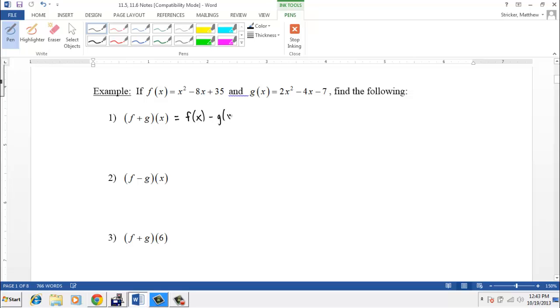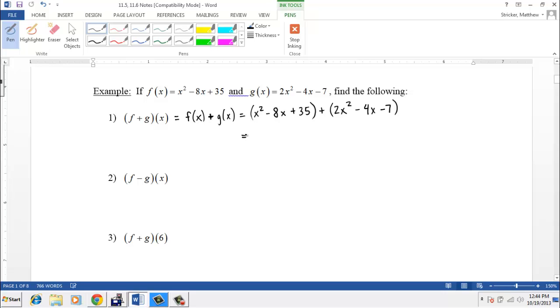So remember from up above, if we see f plus g of x, this means f of x plus g of x, which in this case is going to be x squared minus 8x plus 35, and we are adding that to g of x, which is 2x squared minus 4x minus 7. Can we go any further past this, or do we just write it out and are we done? What do you think?